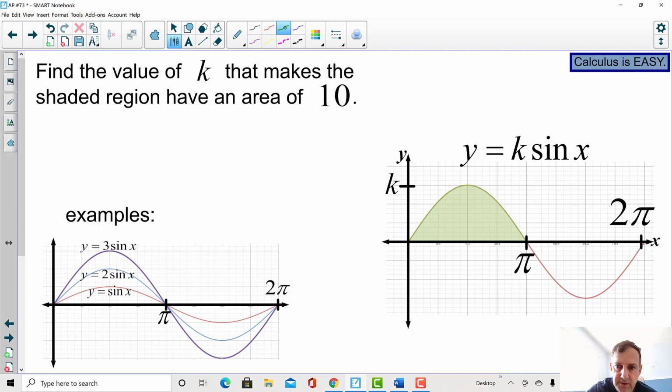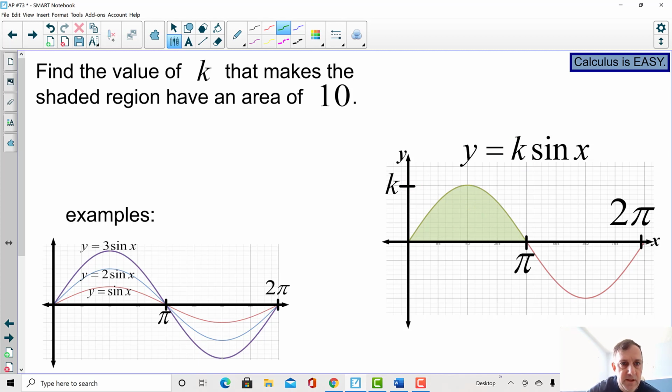All right, here's a similar example where we have a k in front of our sine function. If you remember, the k is like the amplitude. If we make it a 2, it's a little bit higher. 3, it's a little bit higher. So we could even make it a 1/2, which would make it lower. So we can make the k any height we want. And there is some value of k that would make the area of this shaded region 10. And that's what we're looking for.